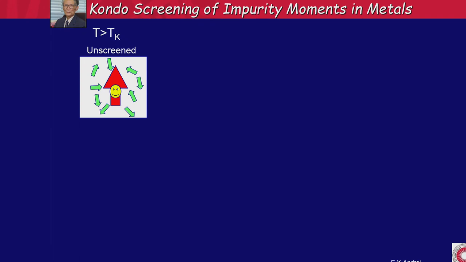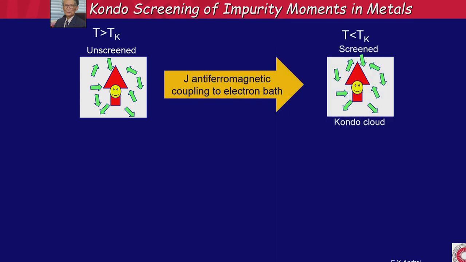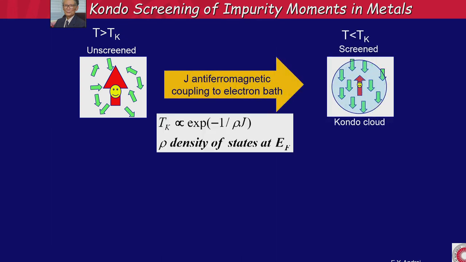However, in normal metals, when you reduce the temperature, there is a temperature below which the conduction electrons form a nice screening cloud that completely hides the magnetic moment. And this is called Kondo screening. What are the conditions for this screening to happen? You have to have antiferromagnetic coupling between the conduction band and the impurity. This is usually the case. And you have to have a finite density of states at the Fermi energy.